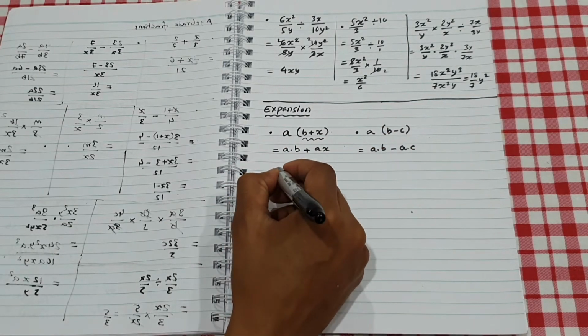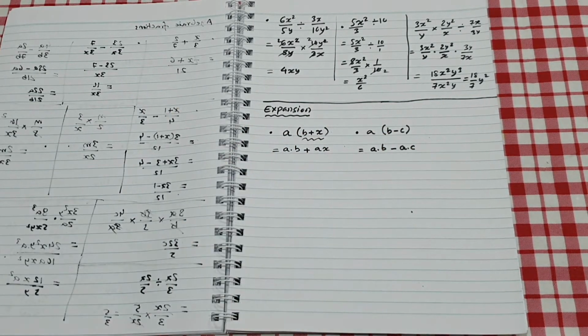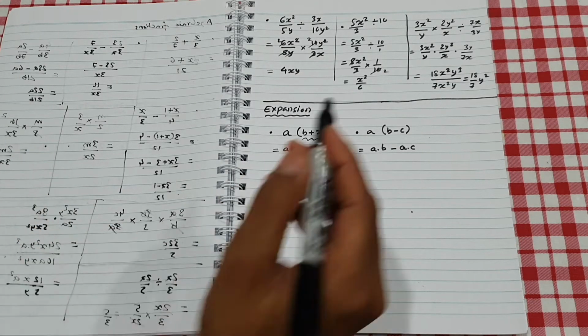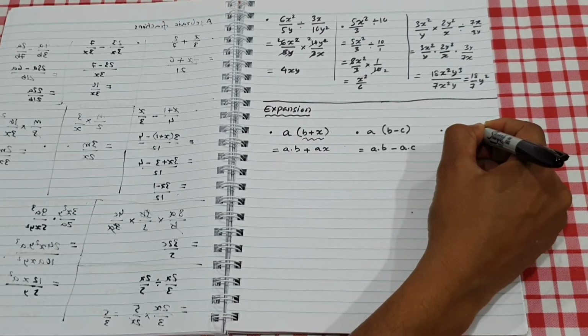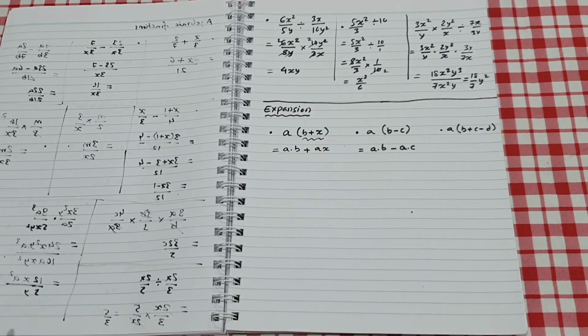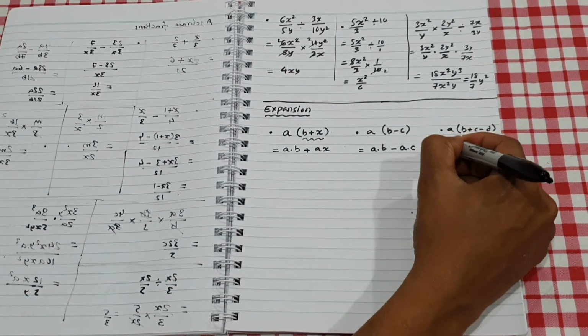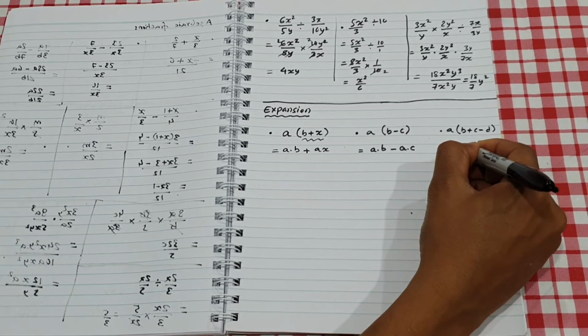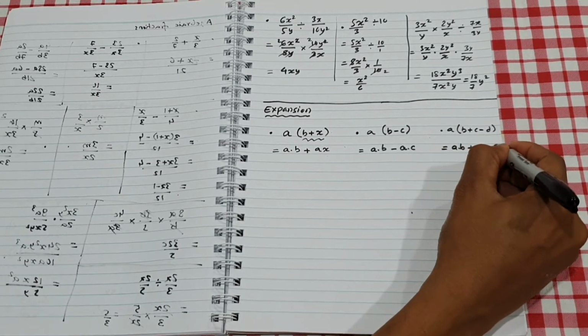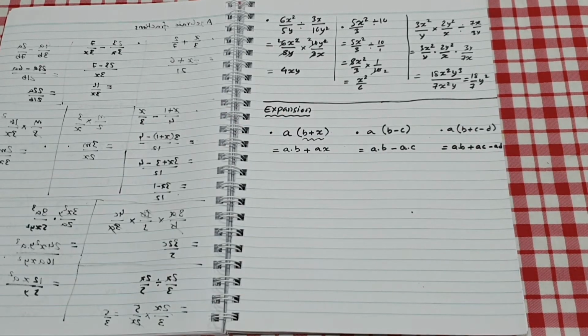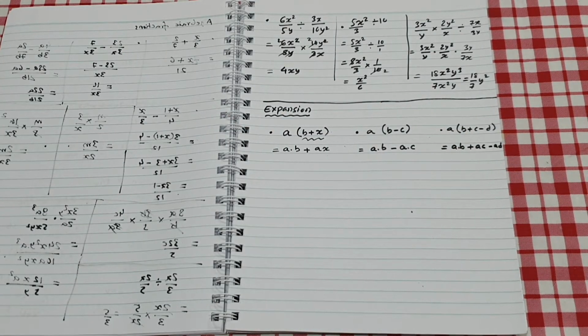Let's take some other examples. This is how the formula works. You just multiply the outside quantity with all the quantities that are in the bracket. So let's say you have a(b plus c minus d). How will we expand this? a times b plus a times c minus a times d. a gets multiplied with everything.